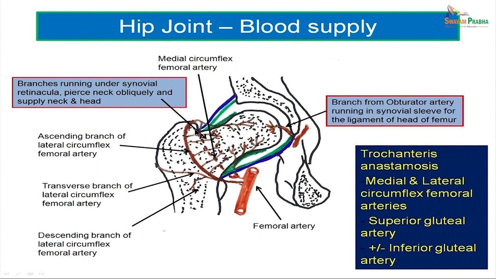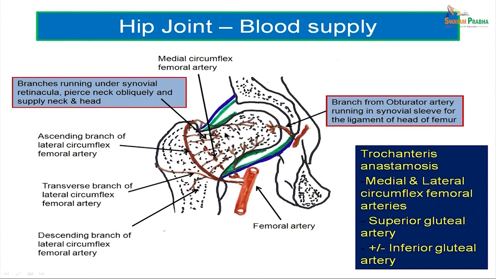coming out from the posterior aspect, and both of them give these branches which run obliquely in the synovial retinacula, which are extensions of the fibrous capsule, and dip down obliquely into the neck of the femur and supply the neck of the femur, and some amount of blood goes to the head of the femur. The head of the femur is also supplied with blood from a branch of the obturator artery, which is running in the synovial sleeve for the ligament of the head of the femur.